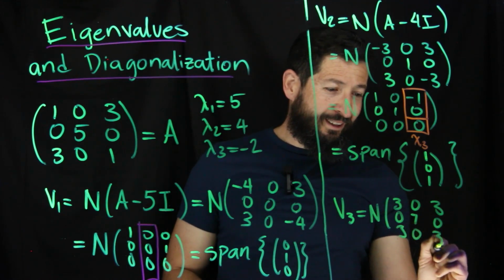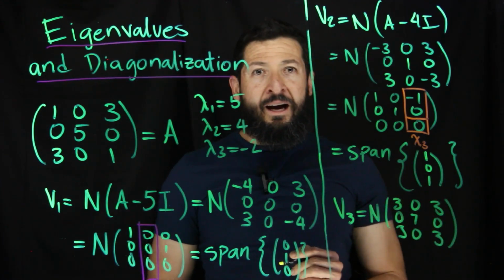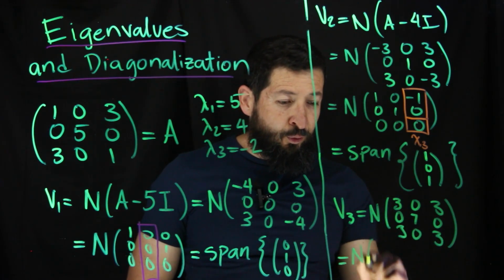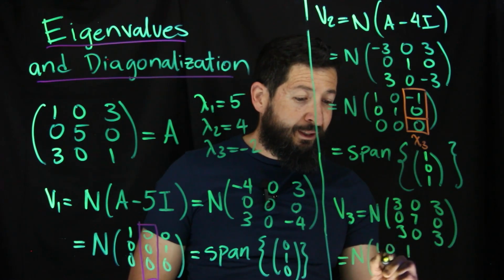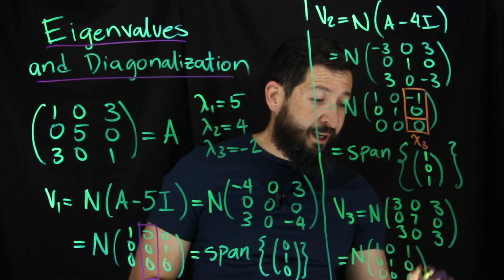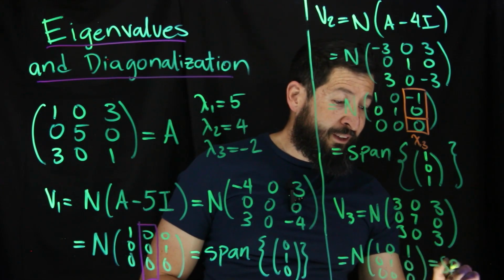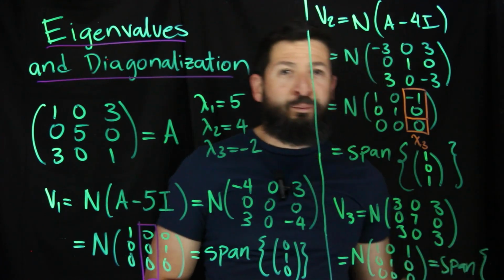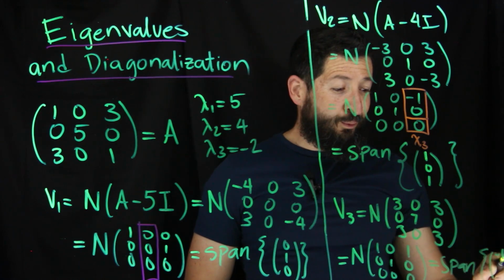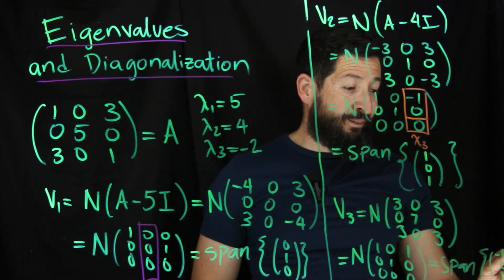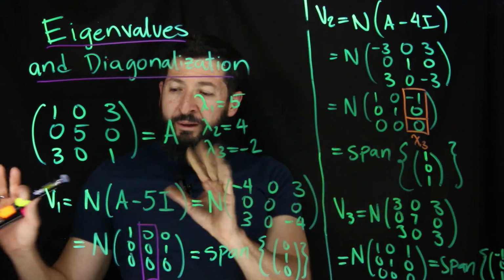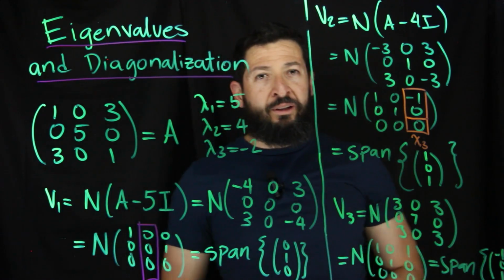3, 0, 3. And then the null space here, or the reduced echelon form, is going to be 1, 0, 1, 0, 1, 0, 0, 0, 0. And continuing as above, you get that this is the span of -1, 0, 1. No, I didn't get to fit it. Oh well. So I'm going to write all the eigenspaces, and then we're going to do our diagonalization.